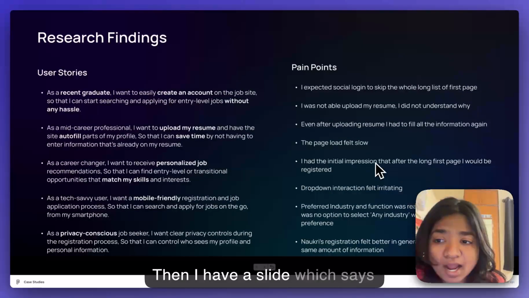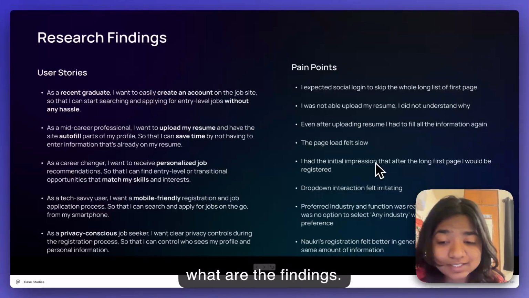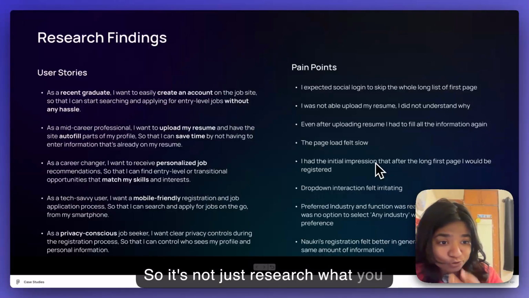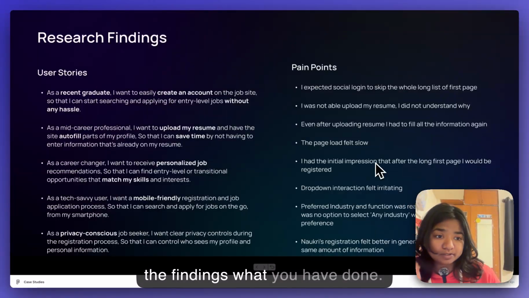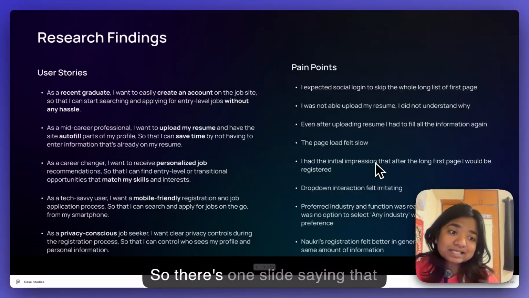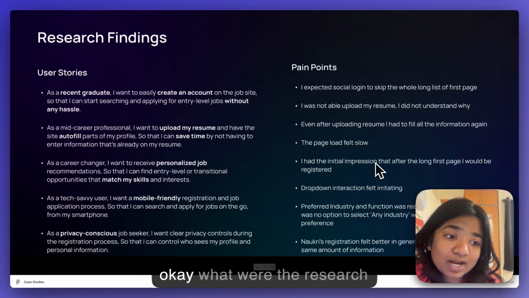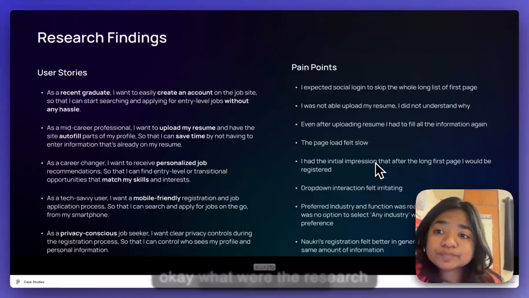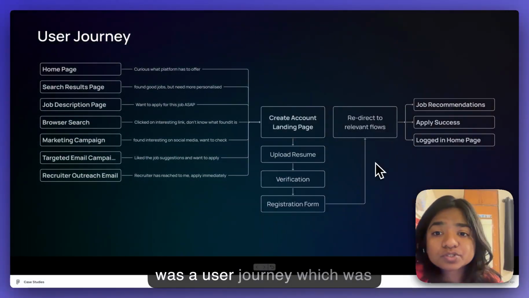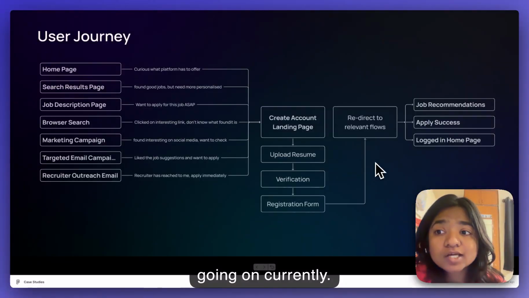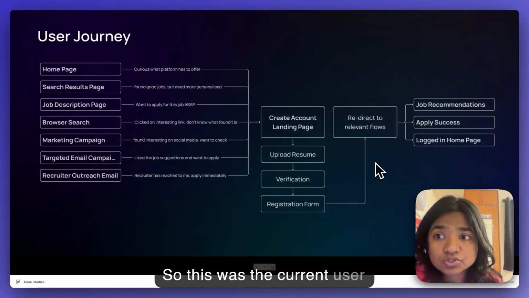Then I have a slide which says what the findings were. It's not just the research you do, you actually map your research to the findings. So there's one slide saying, okay, what were the research findings I got to. Then there was the user journey, the current user journey which was going on.